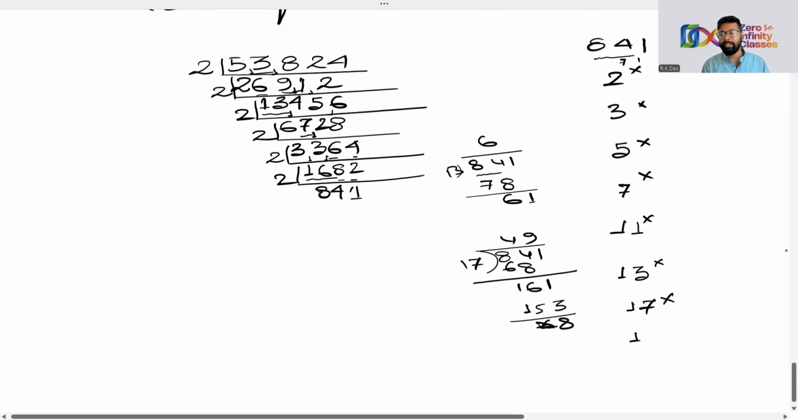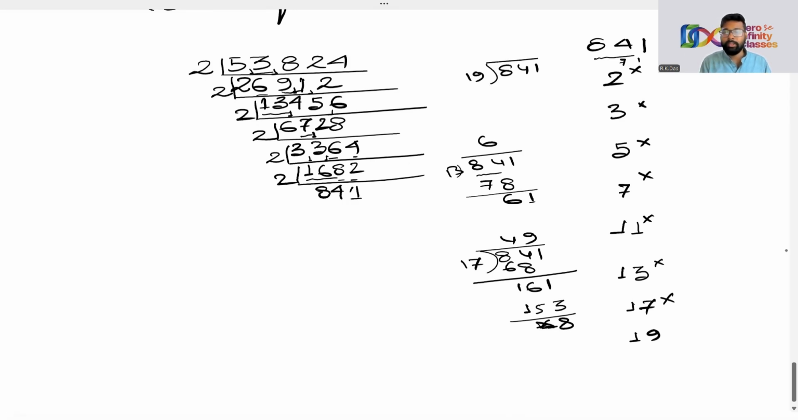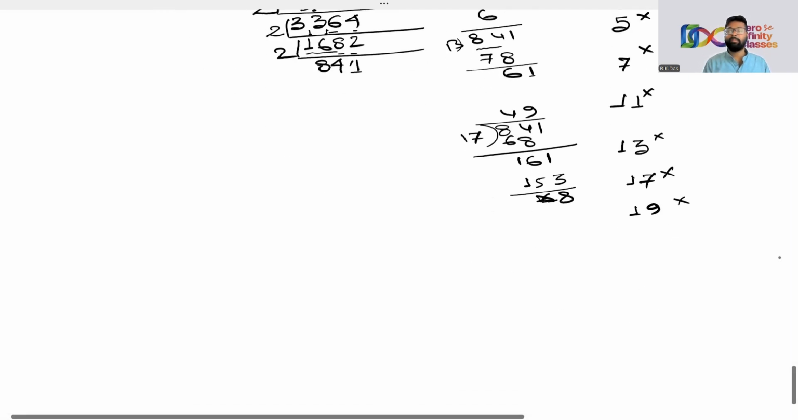Next prime number is 19. Let me check with 19. 841 by 19. 19 2s are 38. 3s are 57. 4s are 76. 8 and 81. No. Again 4s are 76. 19 is also rejected. Then after 19, the next prime number is 23.